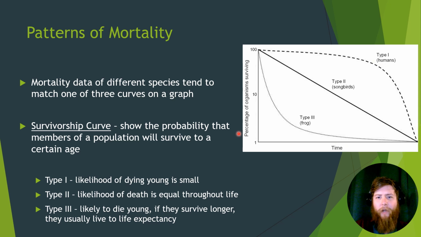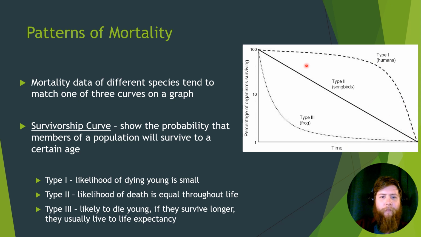In type 1, which is like humans here, it's this dashed line, not the dotted one, the likelihood of dying is really small. Usually 100% of organisms survive past infancy, and then as they get older, they start to slowly die off. This is the type 1 curve where it starts out strong and then falls off at the end.